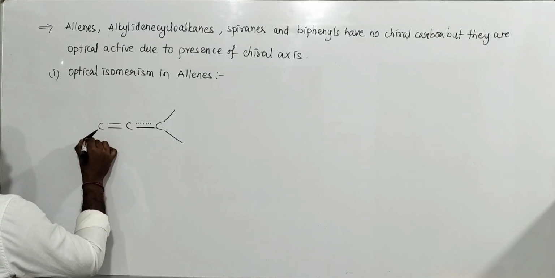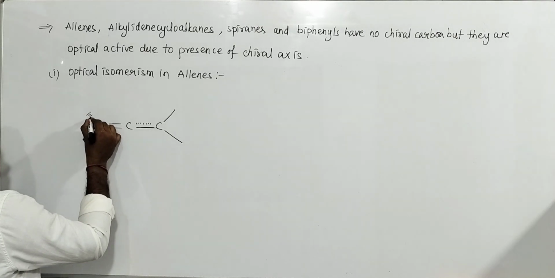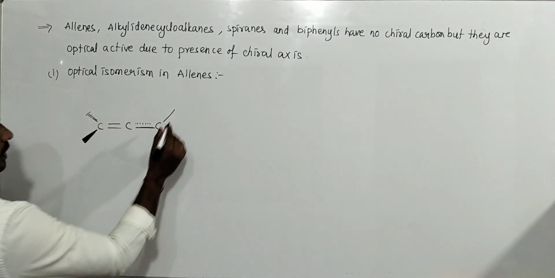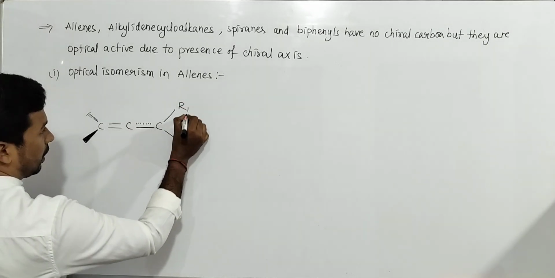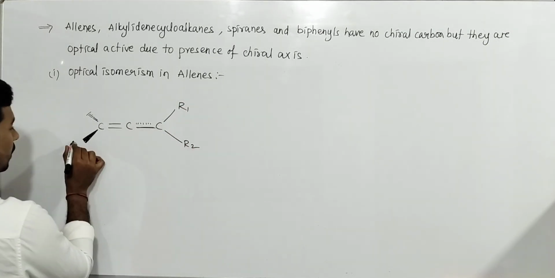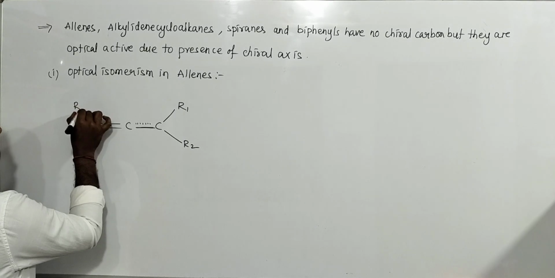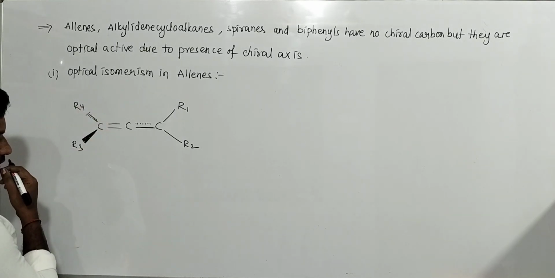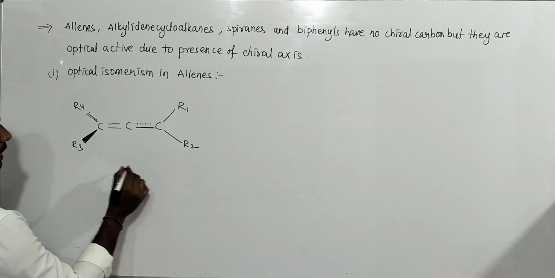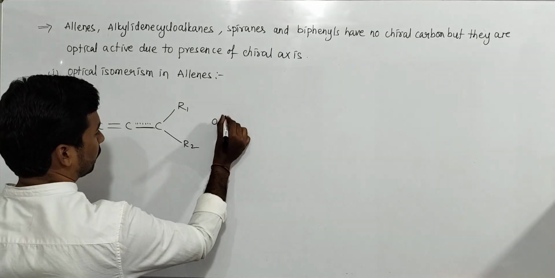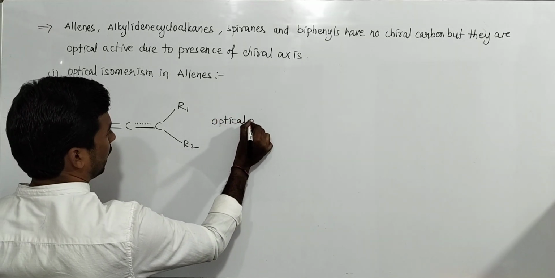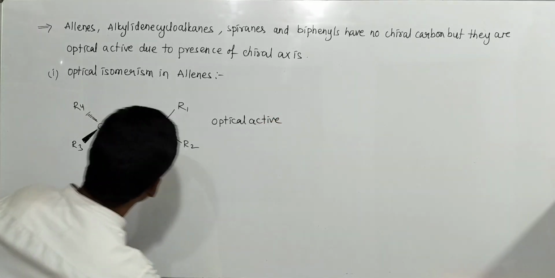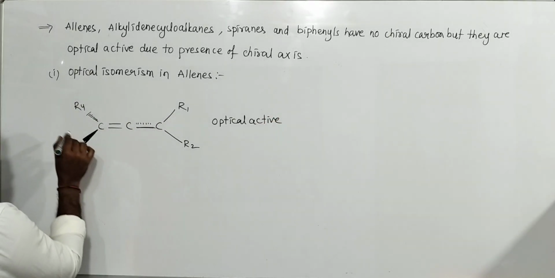Substituents. This is like this. If these are R1 and R2, this is R3, and this is R4. R may be any substituent. This is optically active. Where is the chiral axis? This is the chiral axis.